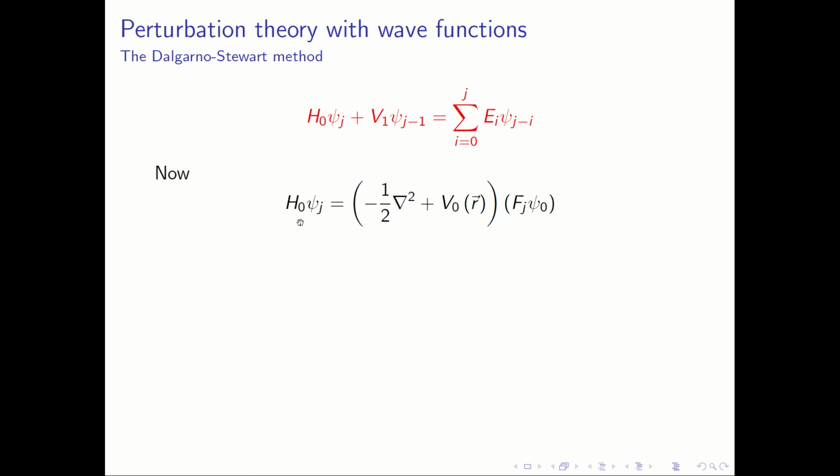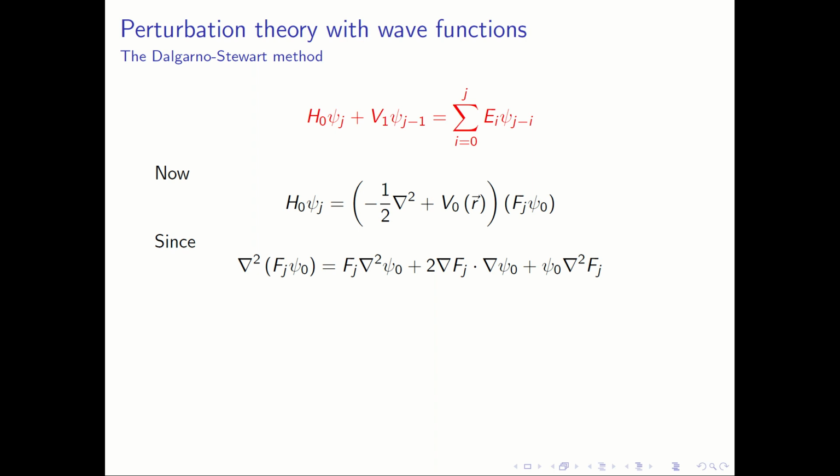So what is H0 psi j? Remember, H0 is simply minus half Laplacian plus V0 of r, this whole thing acting on fj psi 0, the product. Now this is pretty straightforward. You need to know how to apply the Laplacian on a product of two functions, and the Laplacian on a product is simply fj times the Laplacian acting on psi 0, plus psi 0 times the Laplacian acting on fj, plus an extra term which is essentially like the twice AB term, twice grad fj dot grad psi 0.